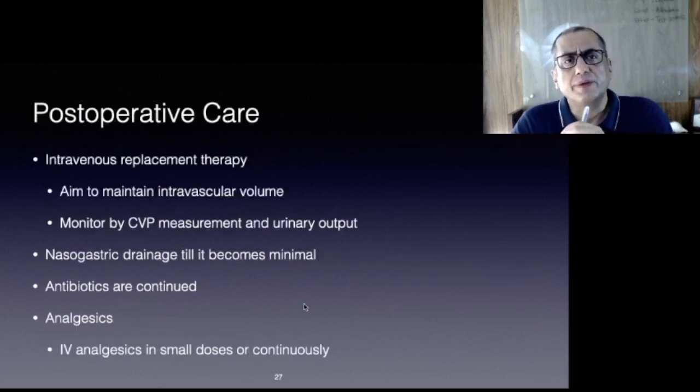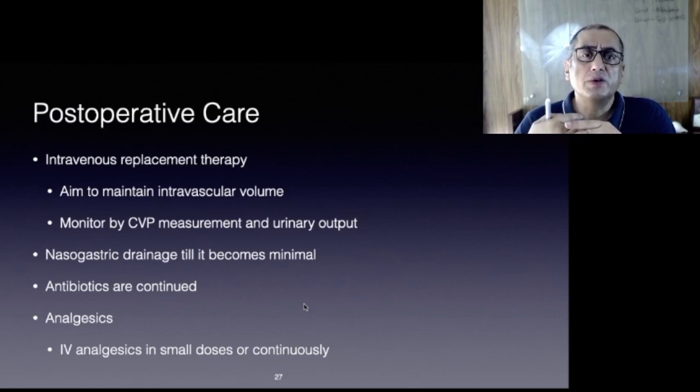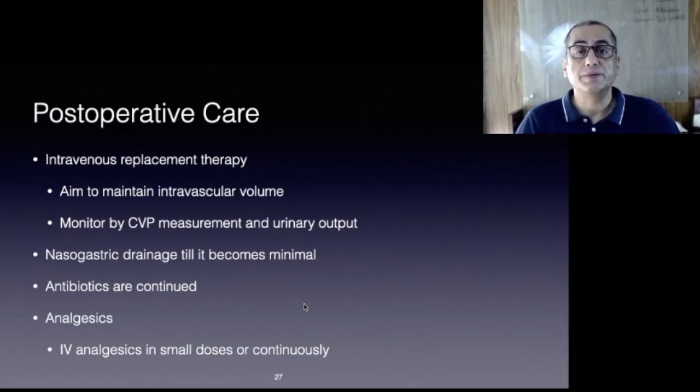In the postoperative period, the aim of IV fluid replacement therapy is to maintain intravascular volume and hydrate the patient. It is monitored by the CVP measurement and urinary output. Nasogastric drainage is performed continuously until drainage becomes minimal. At that stage, the nasogastric tube may be removed.